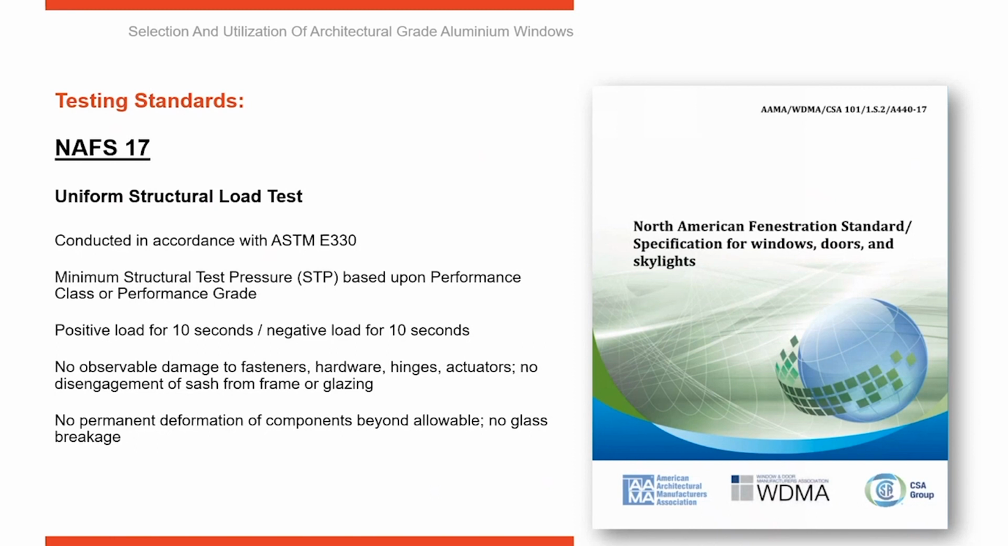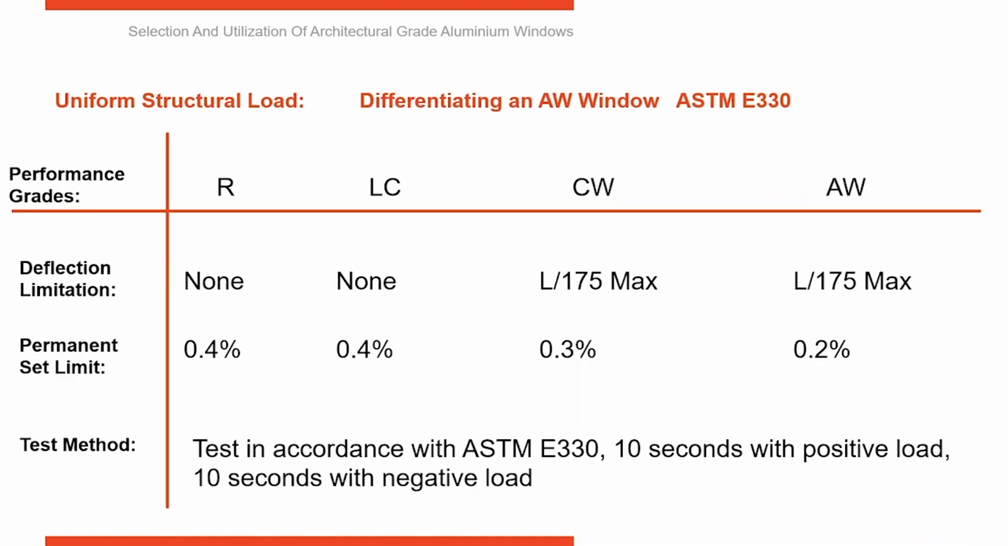So when you look at our different performance grades across the top, from residential, light commercial, commercial window to AW, residential and light commercial are smaller windows, so there's no deflection limitation on that. They're typically smaller, so they're not going to bend that much. When you move to commercial windows in AW, these are much larger windows, and you'll see that when we look at the gateway sizes. So now we're concerned about deflection. So deflection is limited to L over 175 in both those categories.